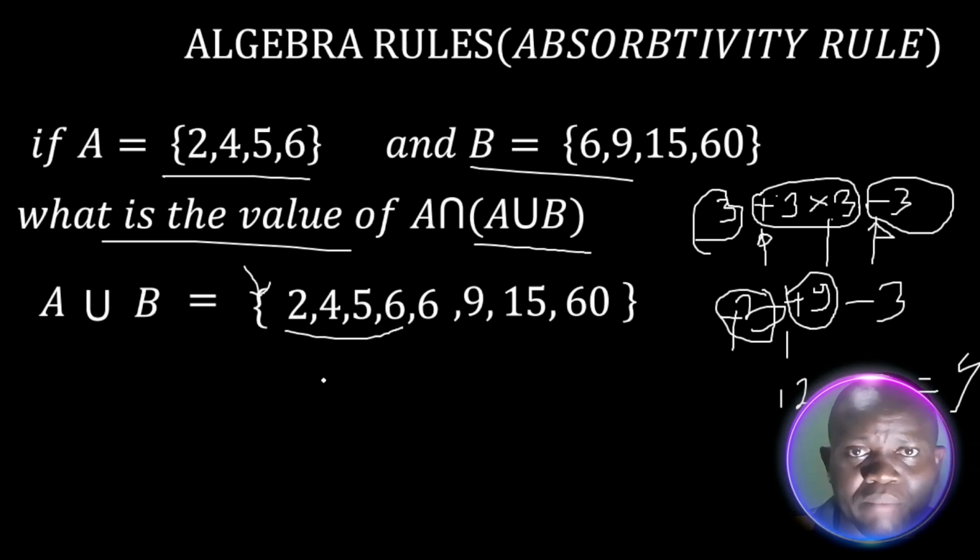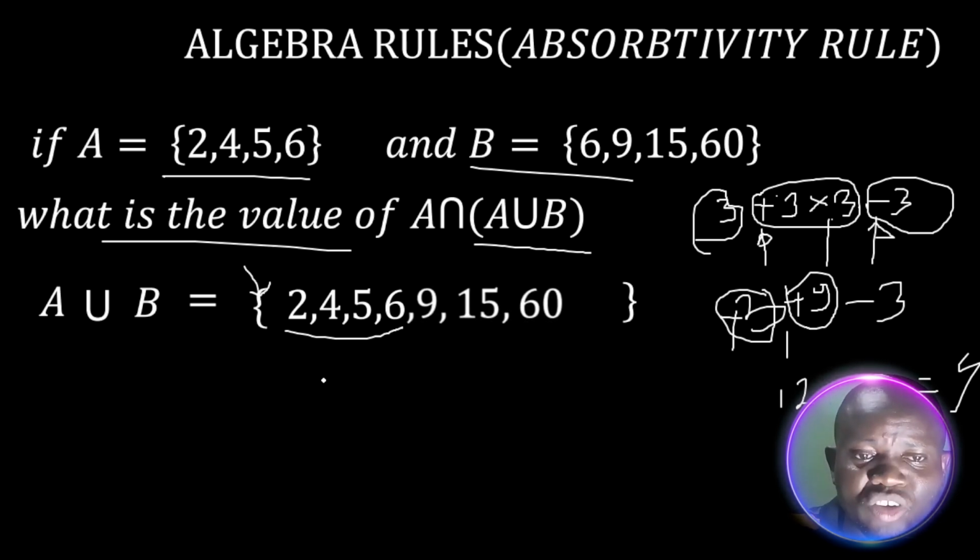But there is a problem. What is the problem? 6 occurred twice. 6 occurred twice. That is not a set. Every element must be unique. What happened? One 6 will have to go away, our set will have to shift, and our bracket will have to shift. What is this? This is now the set of A union B.